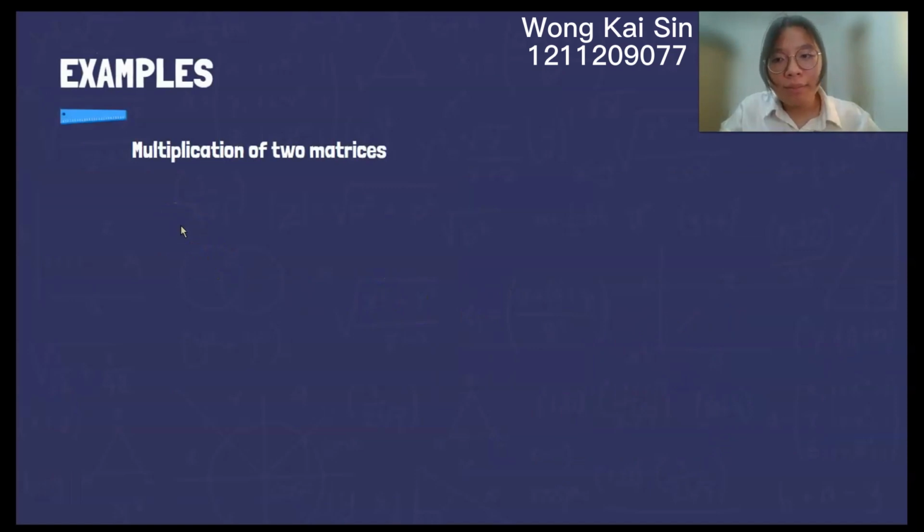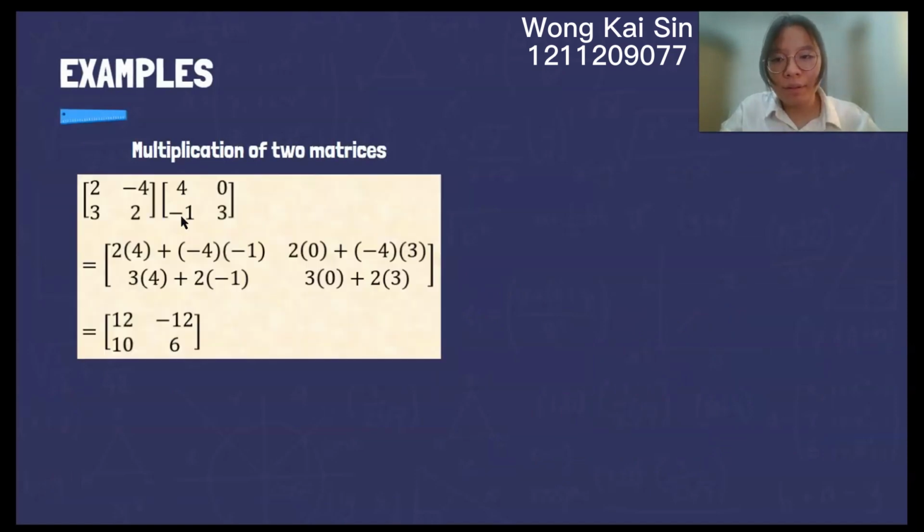Looking at the multiplication of two matrices. First thing we need to do is take the first row and first column. We multiply the first one, 2, multiply 2, plus multiply the second one, negative 4 times negative 1. After that, we continue to the second column. Once the second column is done, we redo it with the second row, same thing, first column and second column. After that, the answer we get is 12, negative 12, 10, and 6.